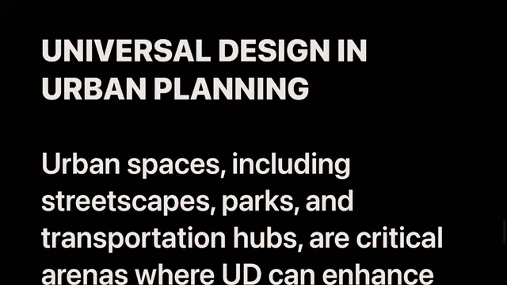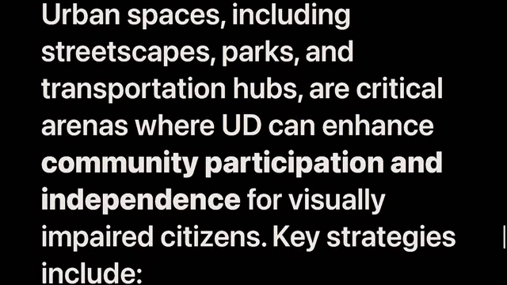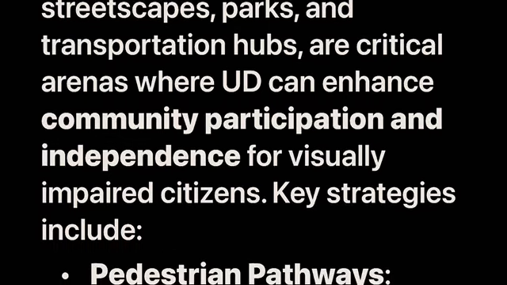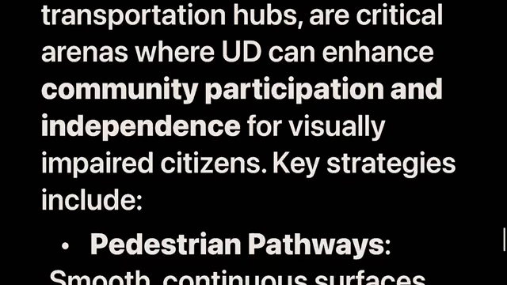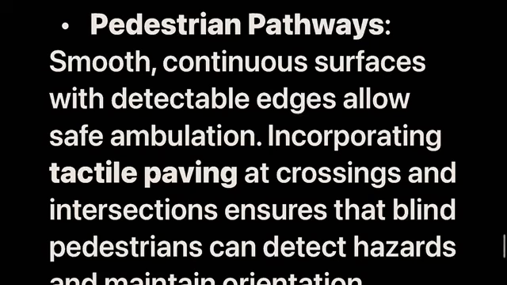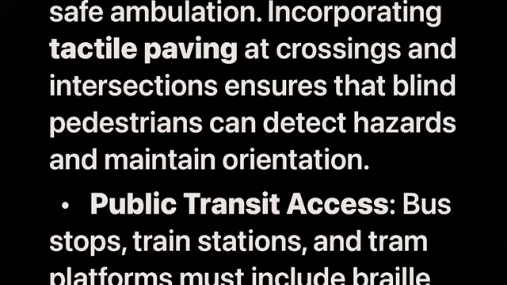Universal design in urban planning. Urban spaces, including streetscapes, parks, and transportation hubs, are critical arenas where UD can enhance community participation and independence for visually impaired citizens. Key strategies include pedestrian pathways. Smooth, continuous surfaces with detectable edges allow safe ambulation. Incorporating tactile paving at crossings and intersections ensures that blind pedestrians can detect hazards and maintain orientation.